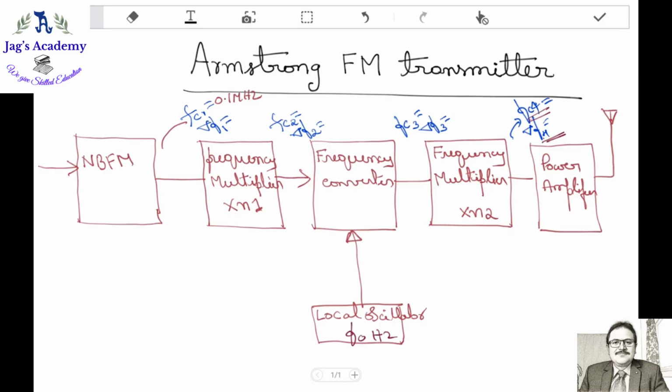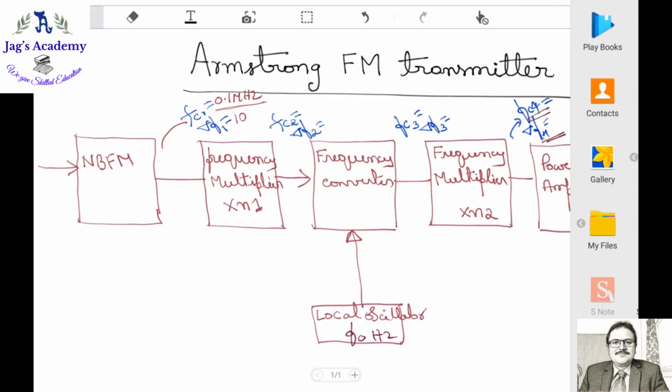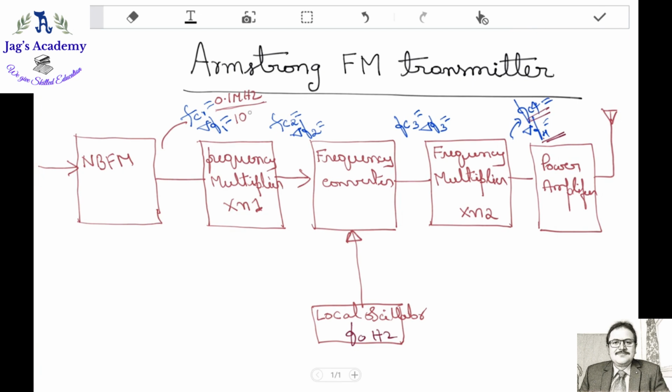Now we will design an Armstrong FM transmitter for a given specification. The given specification is as follows. The narrowband carrier frequency FC1 is 0.1 megahertz and narrowband frequency deviation is 10 hertz.